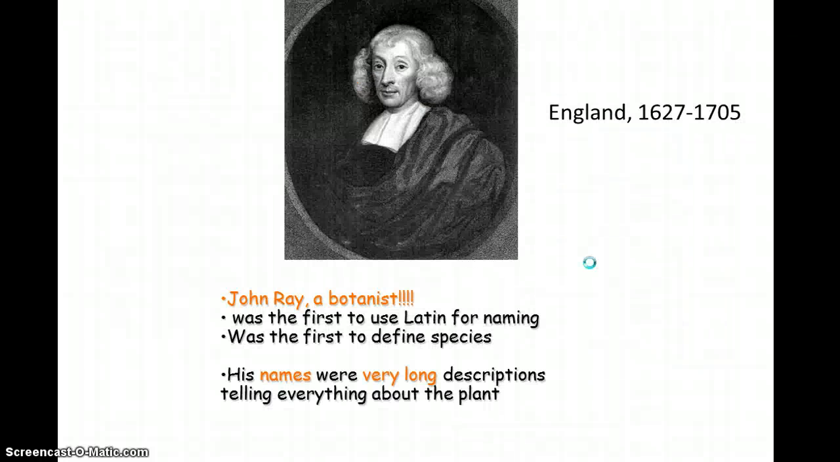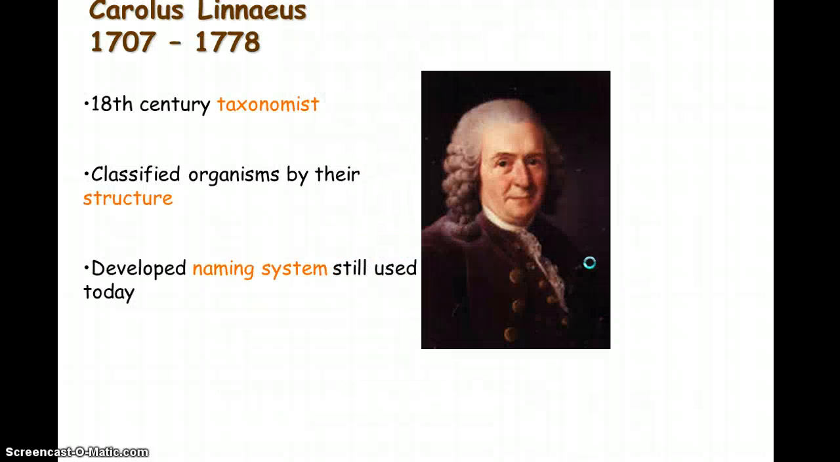And then in more recent history, believe it or not, a botanist started a whole classification system that was used for a while. He used Latin. He was the first to use Latin for naming, and he defined a species, and it's the same definition that we also use for a species, but his names were very, very long in Latin. They were too cumbersome. Very few people could learn them. So Linnaeus also used Latin, and he classified species according to their structure, and he used a very simple naming system, a binomial naming system, meaning two names.